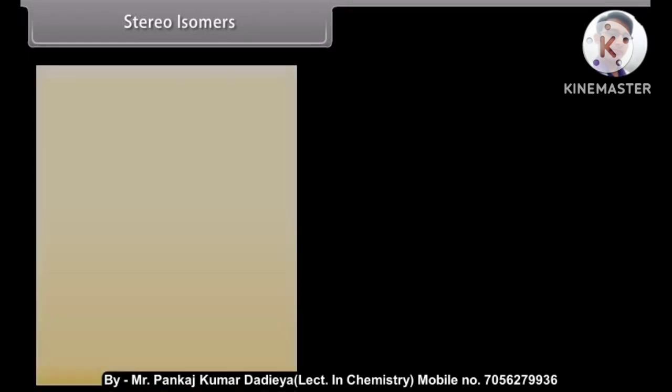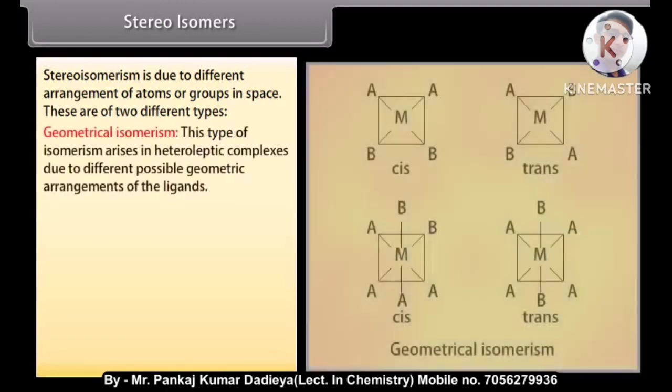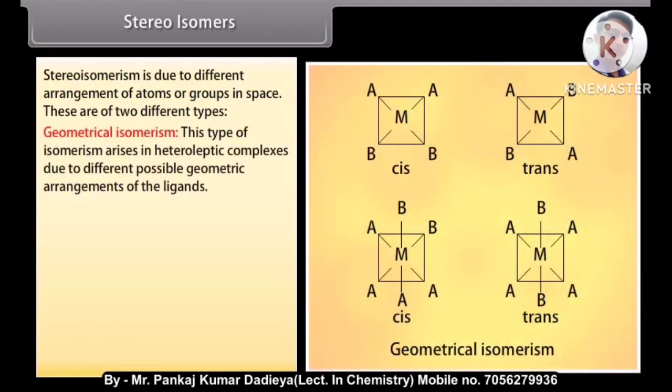Stereoisomers. Stereoisomerism is due to different arrangement of atoms or groups in space. These are of two different types. Geometrical isomerism. This type of isomerism arises in heteroleptic complexes due to different possible geometric arrangements of the ligands.